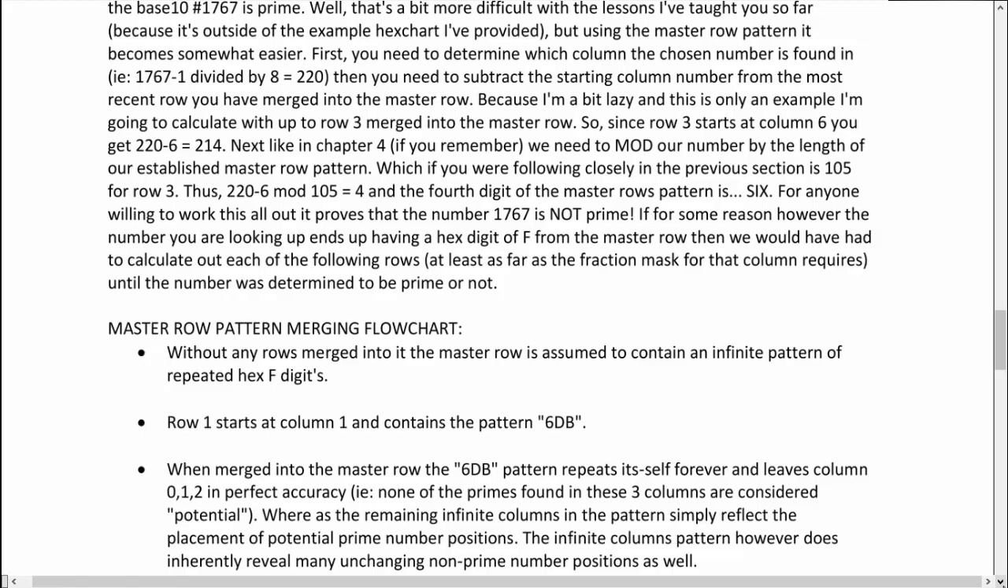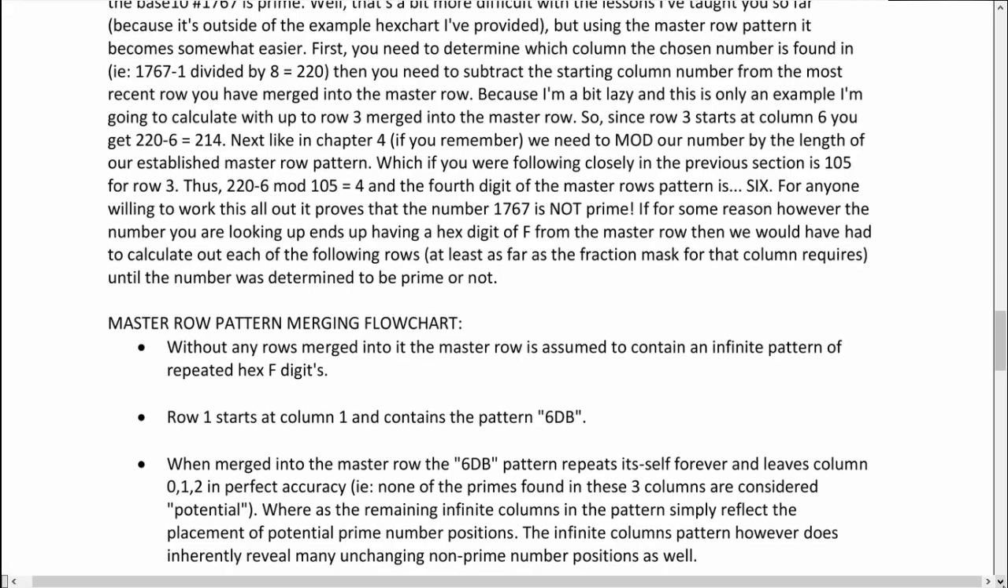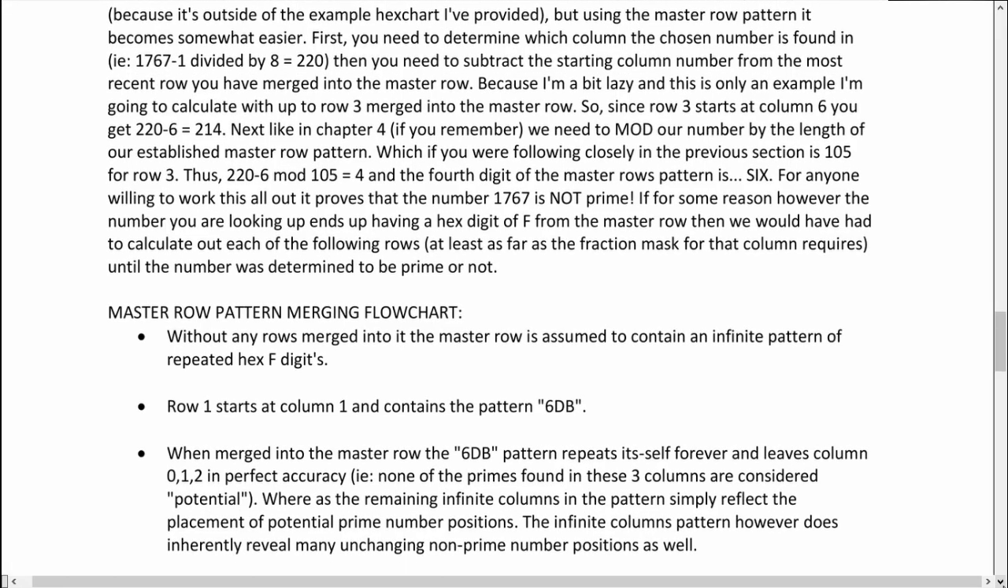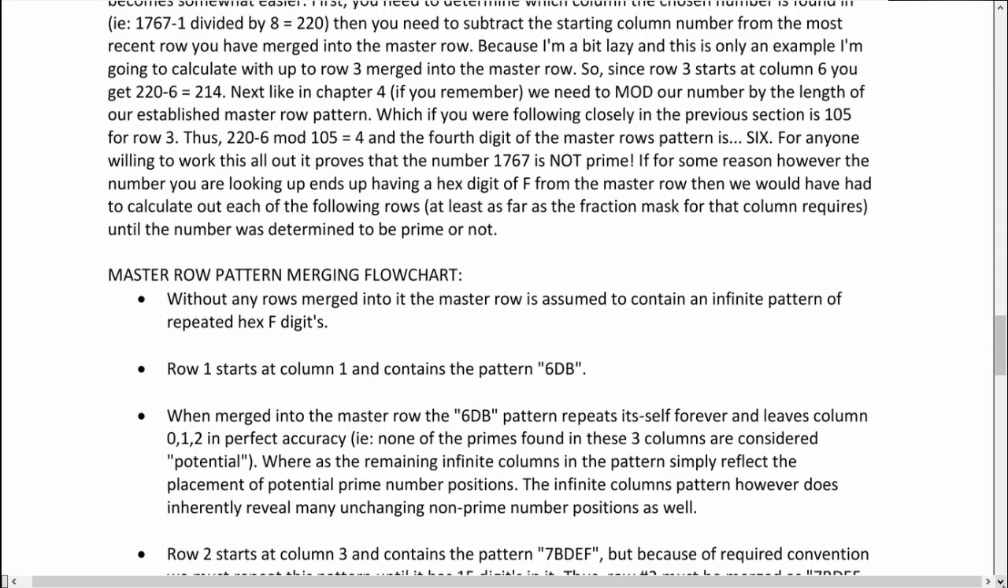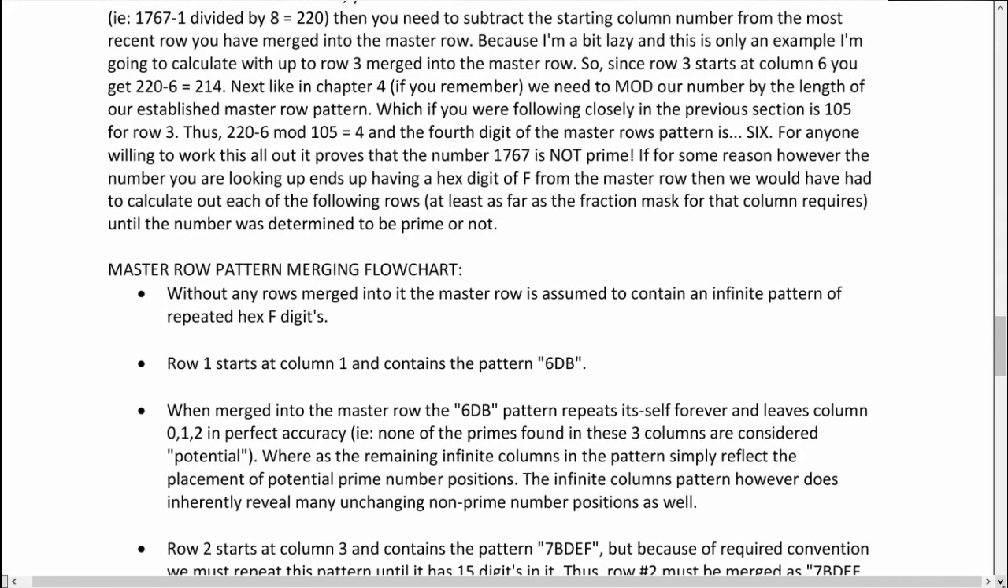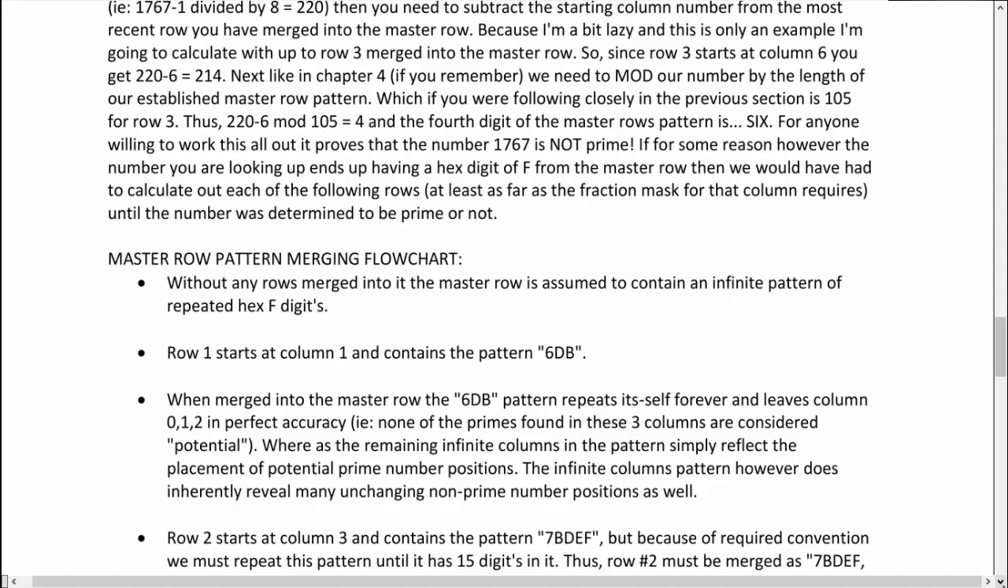Next, like in chapter 4, if you remember, we need to mod our number by the length of our established master row pattern, which if you were following closely in the previous section is 105 for row 3. Thus, 214 mod 105 equals 4, and the fourth digit of the master row pattern is 6. For anyone willing to work this all out, it proves that the number 1767 is not prime.